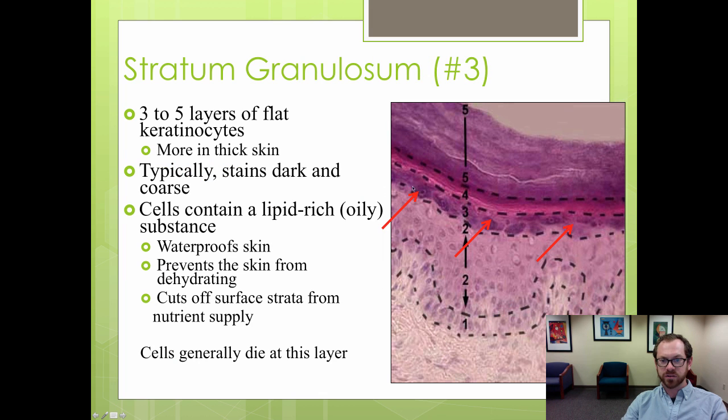Next is our stratum granulosum, indicated here, layer number 3. And we describe this as 3 to 5 layers of keratinocytes. In thicker areas like the palm of your hand or your feet, this could be a little bit thicker. And this typically stains pretty dark on our slides, and that's because the cells contain a lipid-rich, oily substance at this layer.